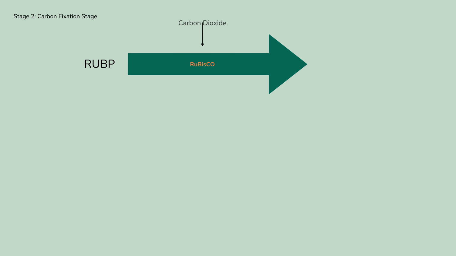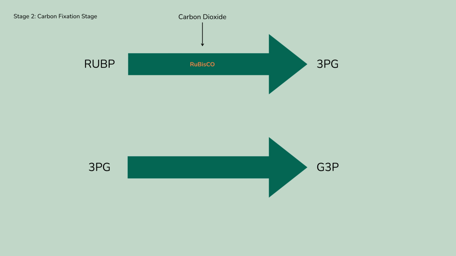An enzyme called RuBisCO fixes carbon dioxide to the RuBP, removing it from our atmosphere. This fixation of CO2 to RuBP forms another substance called 3PG. This 3PG is then converted to G3P, another substance. This occurs as 3PG is phosphorylated using ATP. Phosphorylation simply means the addition of a phosphate group to a substance.